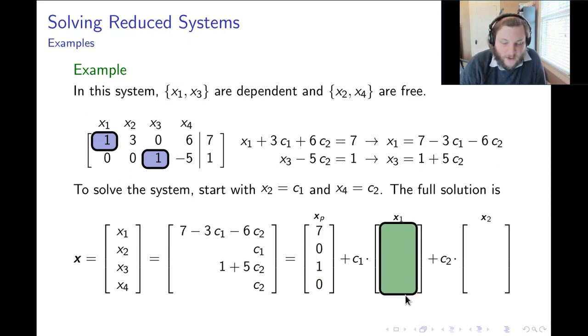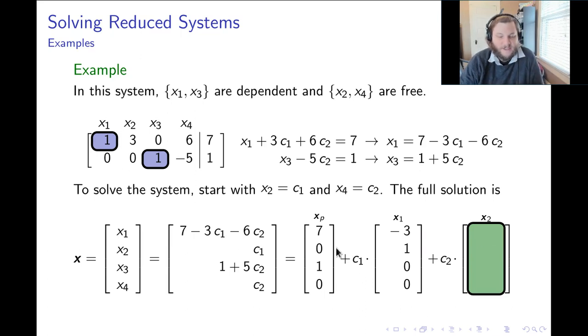Then we can look at the coefficients for c1. Those coefficients are -3, 1, 0, 0. And finally, we can look at the coefficients in front of c2. Those are the coefficients -6, 0, 5, 1. And this now gives us a full expression for all solutions to the system.